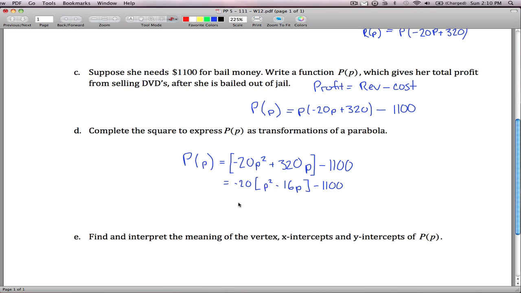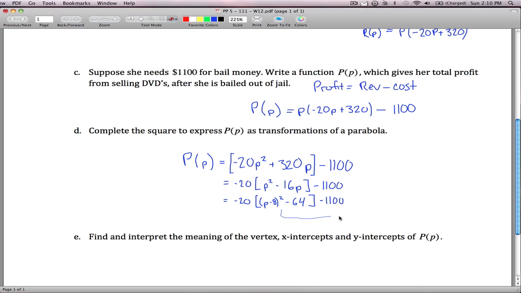Now, since I have a leading coefficient of 1, I can complete the square. Negative 20 and 1100 stay on the outside. What changes is that in here I'm going to have p something squared minus something. What goes here is half of this number, so negative 8, half of negative 16. And what goes here is this number squared. Negative 8 squared is 64. And so we get to this stage.